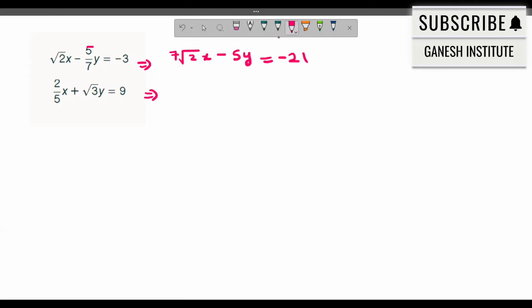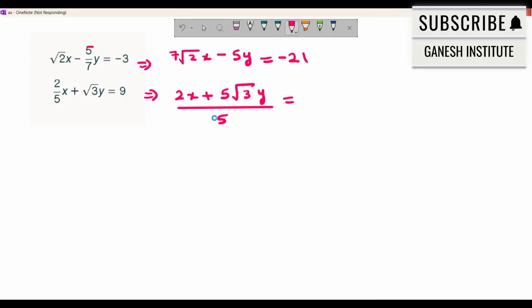And for this one, you would do the same thing. You would have the 5 as your LCM. So you would do 2x plus 5 3 root y, 5 root 3y is equal to 9 5s are 45, if you simply erase the 5.